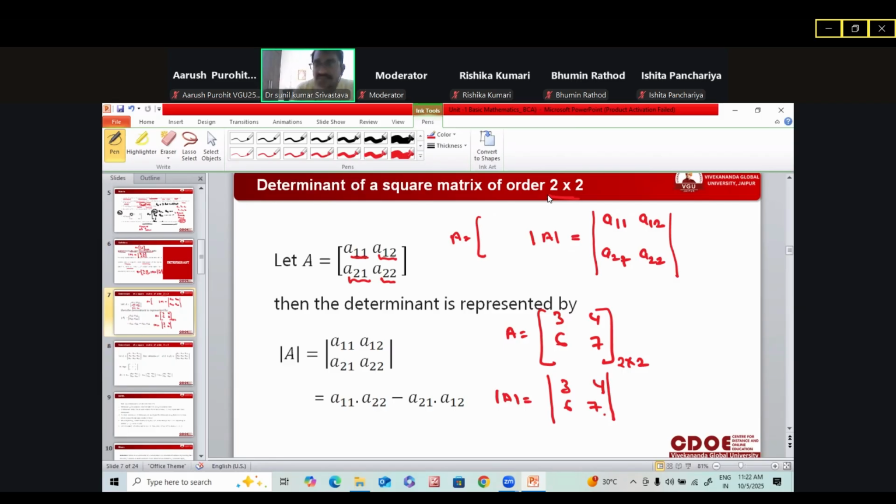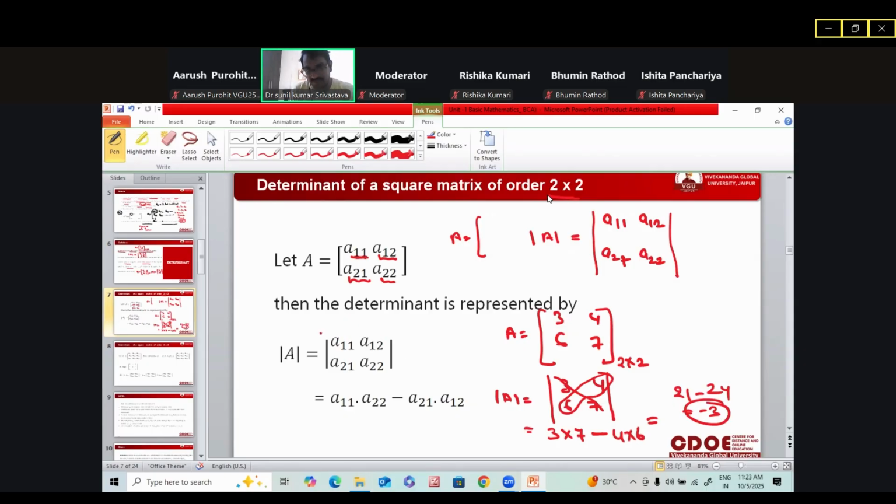How do we find the value of this determinant? This is the most important part. You have to multiply this element with this element. Here we multiply 3 into 7, then put the minus sign and multiply 4 into 6. That value is 21 minus 24, which is equal to minus 3. This will be the answer.